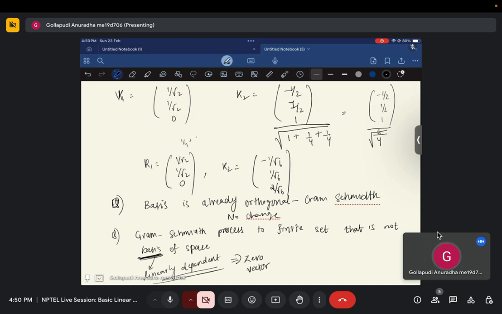Okay, and then there is another possibility. Suppose the dimension of the space is 3, but I have given only 2 vectors, for example. Even then it is not making the complete basis of the entire space. Then what will those 2 vectors make? They will make a basis for a subspace. So if you do the Gram-Schmidt process for that, you will get orthonormal vectors for the subspace of the given space. Am I clear?